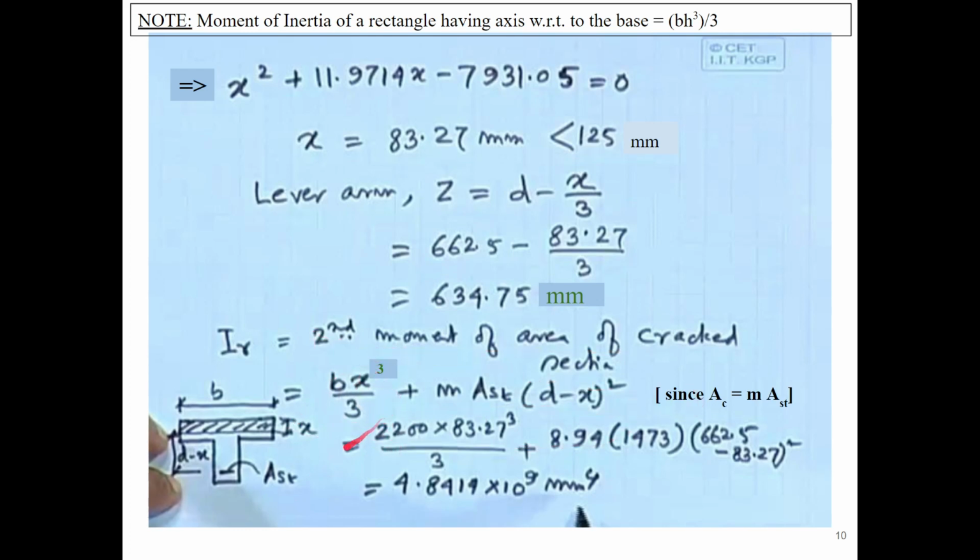So this is bx cube by 3 for the concrete, and this is basically Ax square only. So parallel axis theorem: this is the square of the distance, and this is the equivalent area of concrete in terms of steel. Substituting all these values, we get the Icr value to be 4.8414 into 10 to the power 9 millimeter to the power 4, which is the second moment of area of the cracked section.